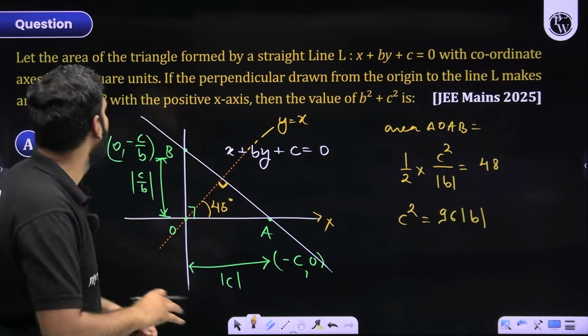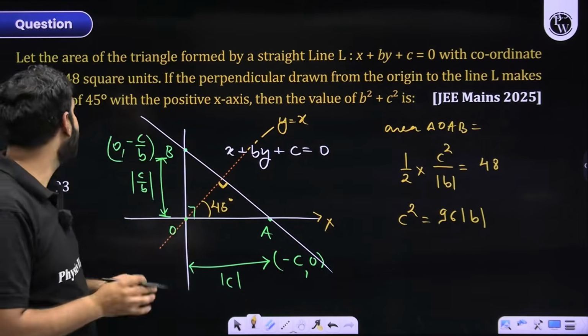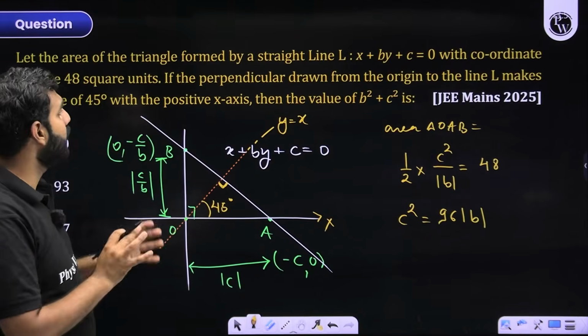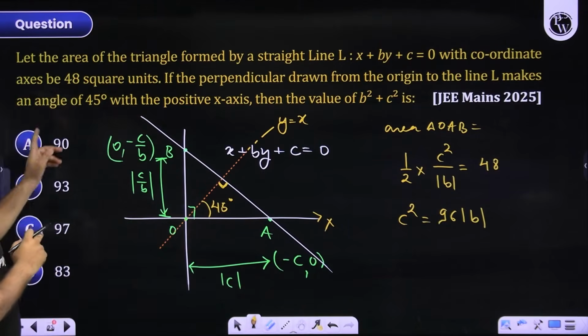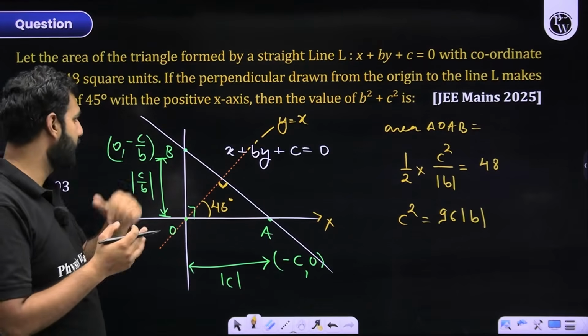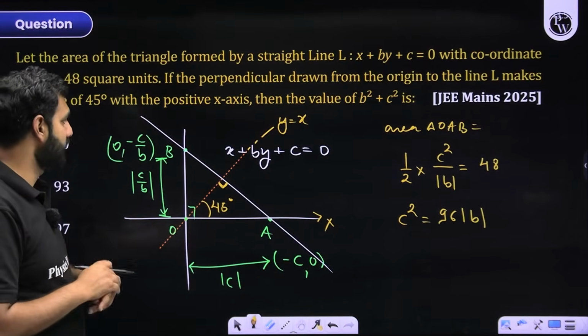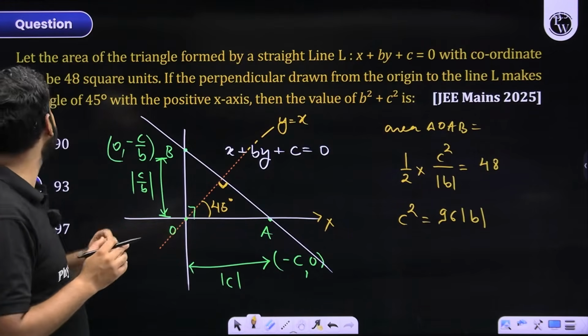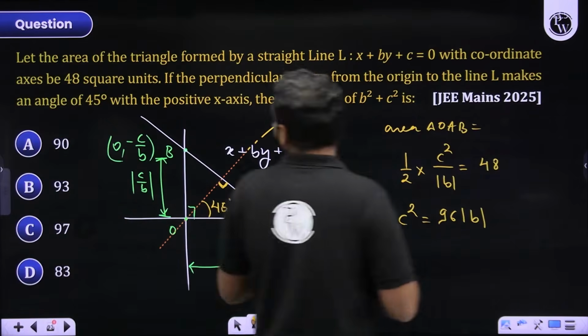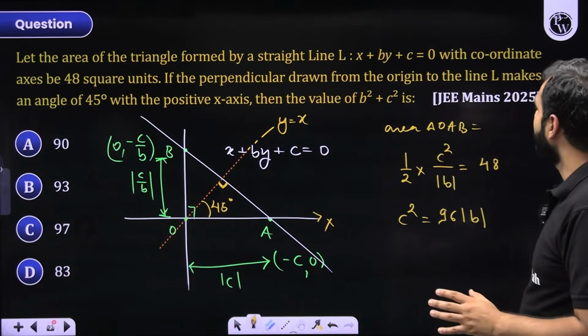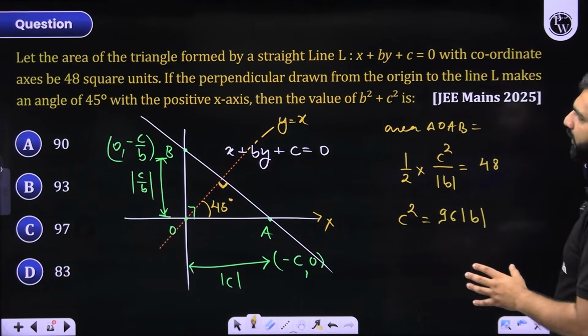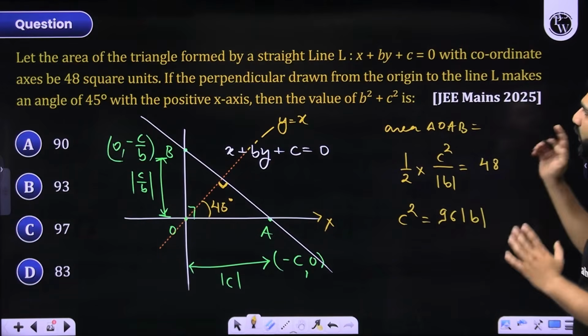Now, what are we told? We are told that the perpendicular drawn from the origin to the line L makes an angle of 45 degrees with the positive x-axis. All right, that's great. Now, what is the advantage of this? Let me look at the question now. We are told the area of the triangle formed by the straight line x plus by plus c with the coordinate axes is 48. This is what we have concluded so far.